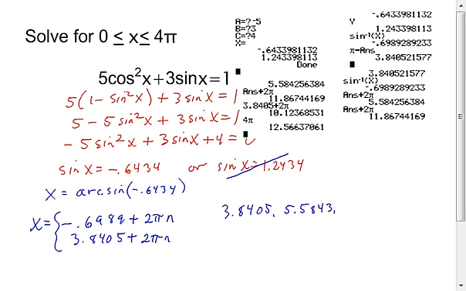5.5843, and then what was another one? 11.10123 and 11.8674.